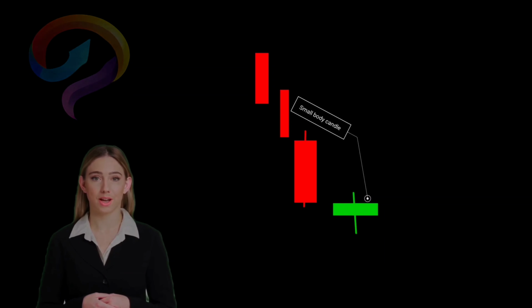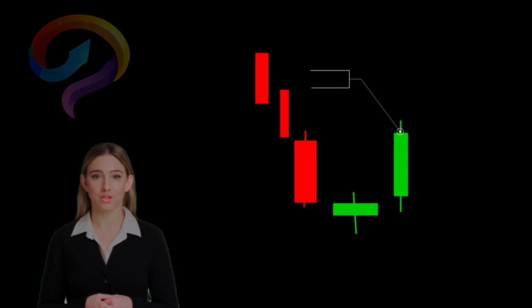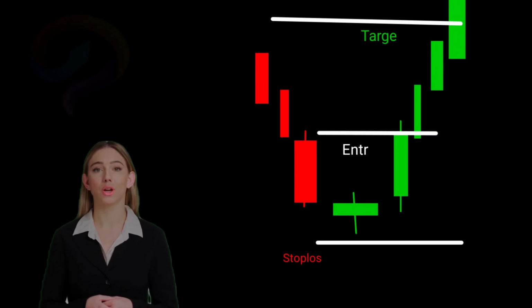The Morning Star pattern consists of three candles. The first candle is a long bearish candle that represents the current downtrend. The second candle is a small-bodied candle, which indicates indecision in the market. The third candle is a long bullish candle, which signifies a potential reversal in the trend.